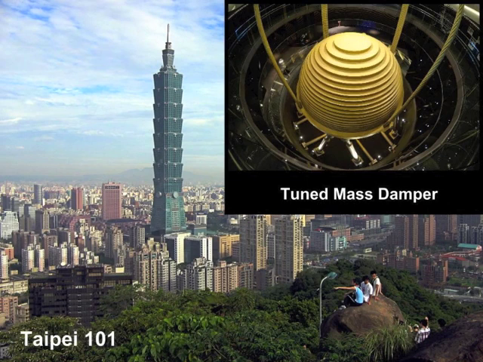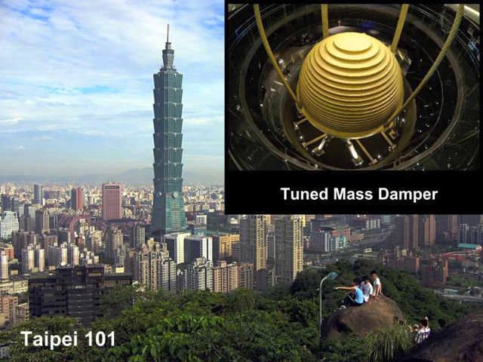Let's look at an example of an engineered damper system. At over 1,600 feet tall, Taipei 101 is currently the second tallest building in the world. But this tower was built almost directly over a major fault line in Taiwan. And in addition to the earthquake risk, the building may also be subjected to high winds from typhoons.